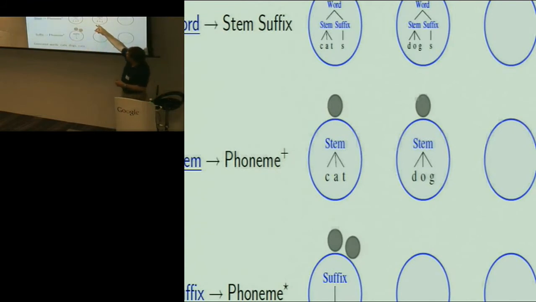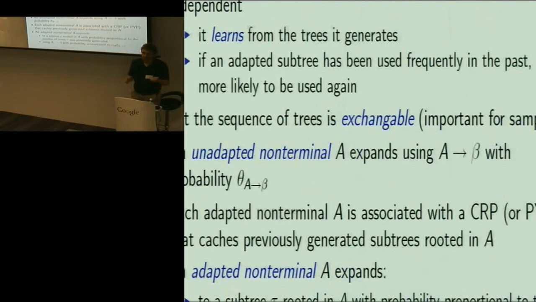So what this actually means is that when we're learning stems and suffixes, we're learning them from types rather than from tokens, which, as I said before, is one of the goals that you want in something like this. So an adapted grammar basically says that it's interesting that the sequence of trees that are generated aren't actually independent of each other. And that's because if it's generated a subtree before, you're far more likely to reuse it, because it's learning from the trees that it's generated before. So over here you can see the rules that are used for that sort of expansion.